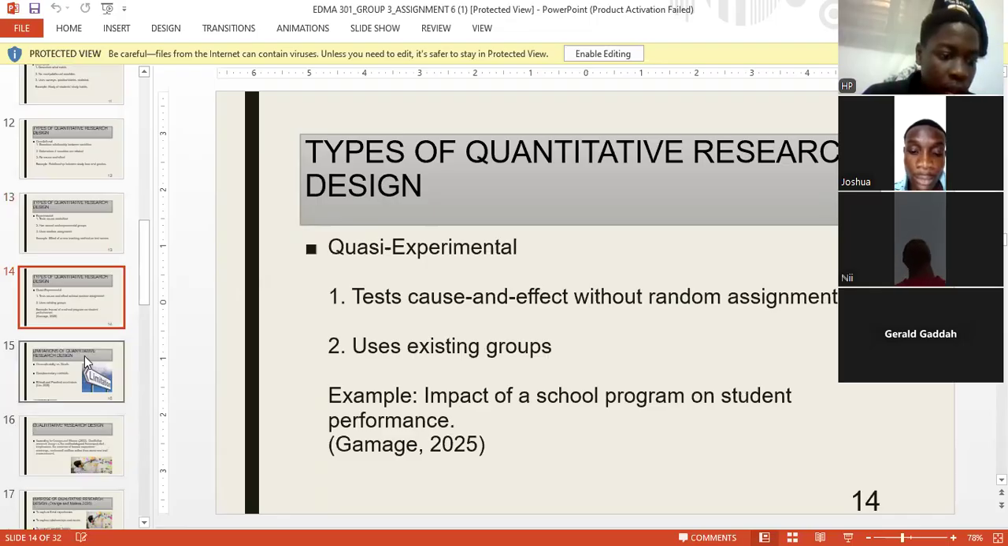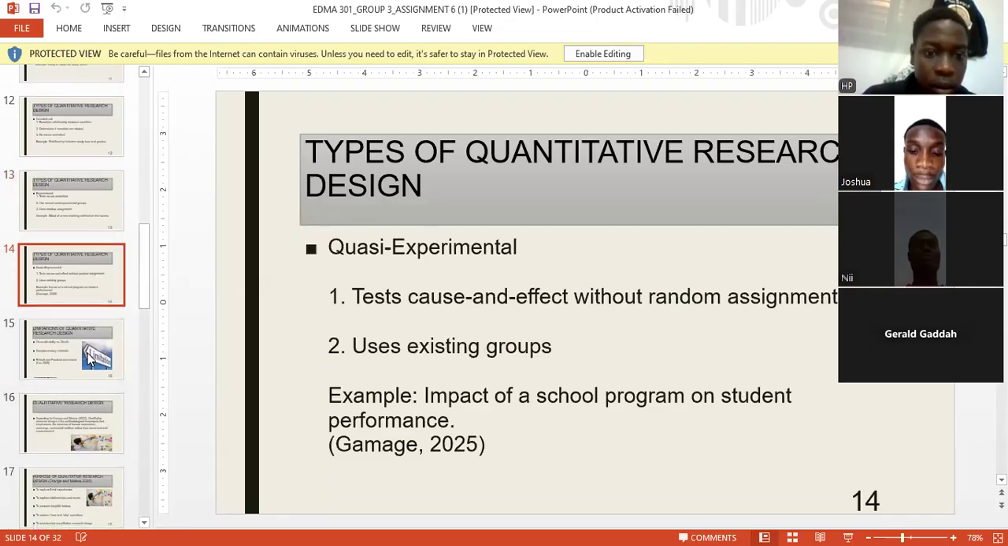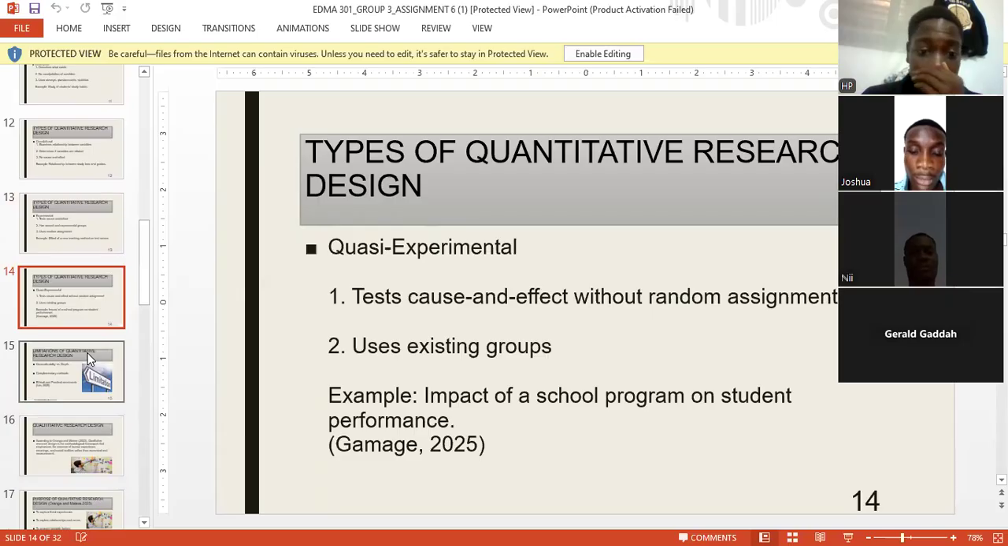And now let's look at another type, which is the quasi-experimental. It also tests cause and effect without random assignment, and it uses existing groups. So if you have a certain group of people or an available group of people, that is what you consider when doing the research. For example, the impact of a school program on students' performance.